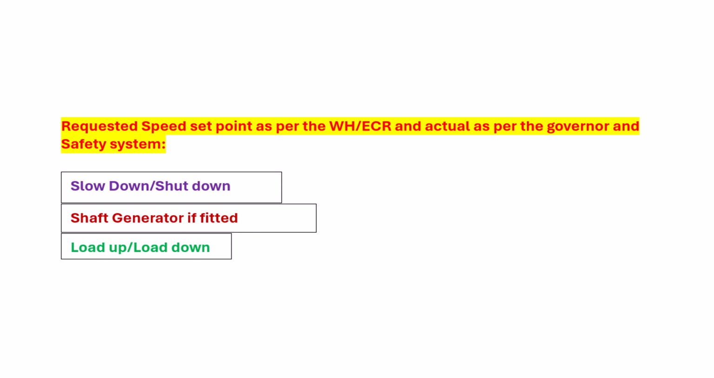Now, the requested speed set point is as per the wheelhouse or ECR, and the actual is as per the governor and safety system. For example, whatever RPM you requested from the wheel or bridge, if there is a requirement for the engine to slow down, it will slow down. If there is a requirement to shut down, it will shut down. Also, as per the shaft generator, if fitted, the load up or load down program will play if the software includes that. Some ships do, some ships do not. Load up is normally always there. Load down may or may not be there.